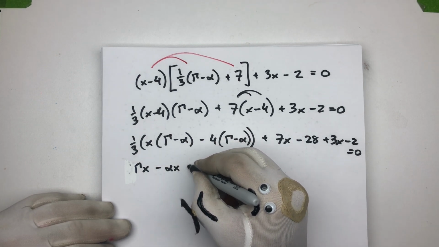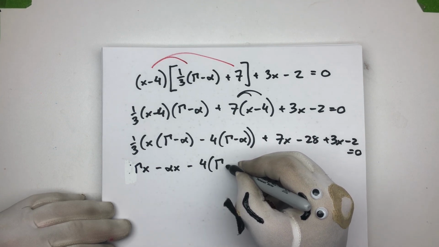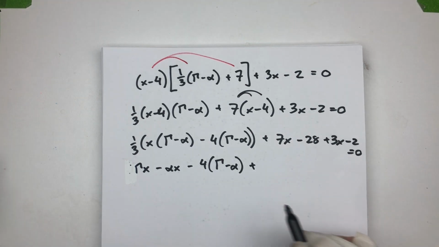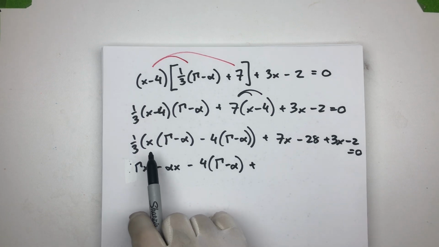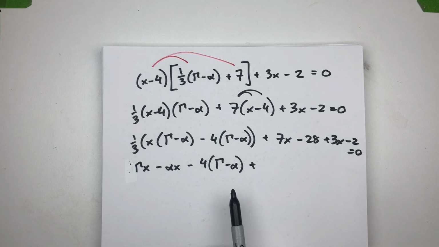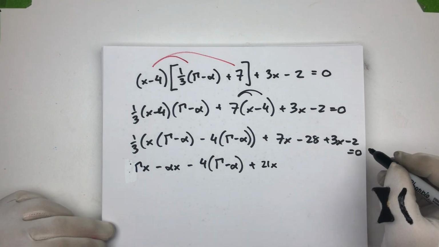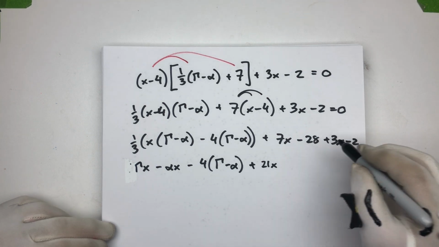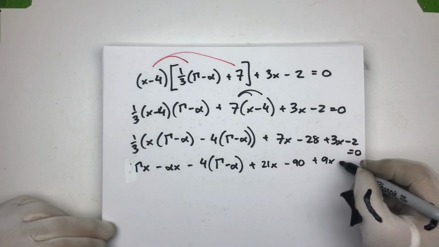X minus 4 gamma minus alpha, plus. Okay, I'm not going to expand that one, so I'm going to expand this one. There. And there. And then this one here. Good to go. And we're going to multiply everything by 3. So this becomes 21x. And I got 28 minus 2, so that's actually negative 30. And then multiply by 3, so it's negative 90. And then plus 9x equals 0.